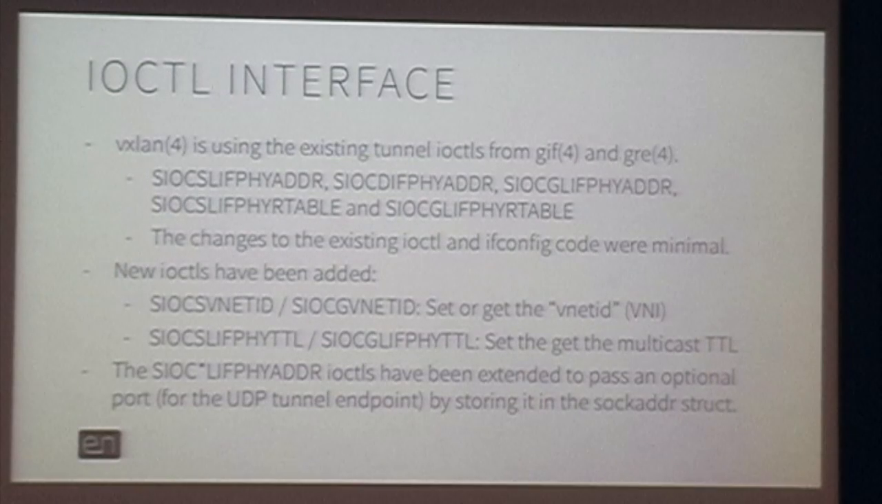The IO-CTL interface is also very simple. We already have the existing controls for the GIF and GRE tunnels. Should be the same in the other BSDs, but maybe with different names these days. But they are used to set the source and destination address of the tunnel IP addresses. Then we have the extension in OpenBSD to set a non-standard routing table for the tunnel.